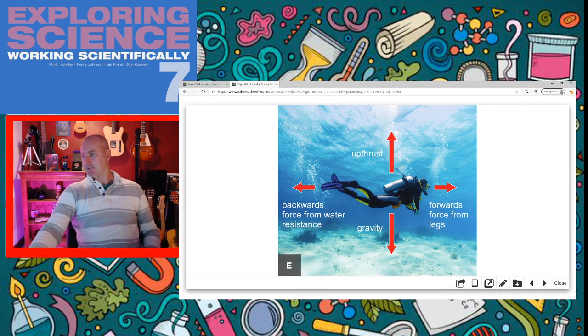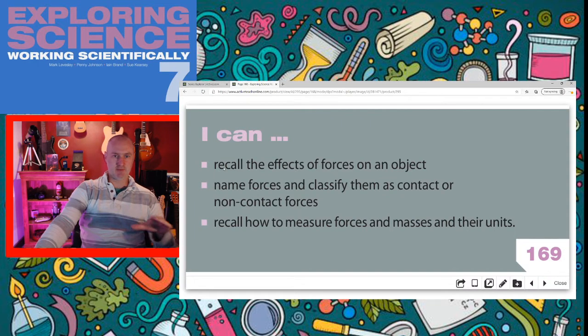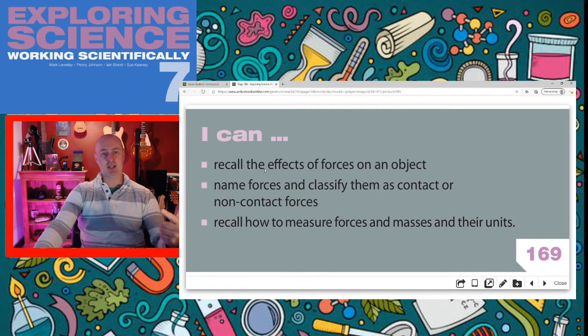So to summarize, what seems like a simple learning objective that maybe I've made seem a bit more complicated. Recall the effects of forces on an object. They change an object's speed, they change an object's shape, and they change the direction an object is traveling in. We'll get more into balanced and unbalanced forces in the next video.